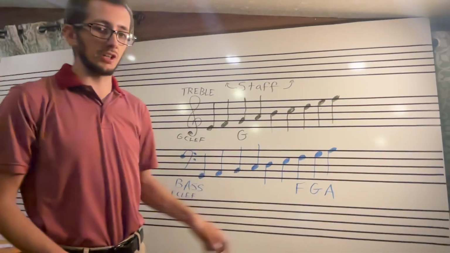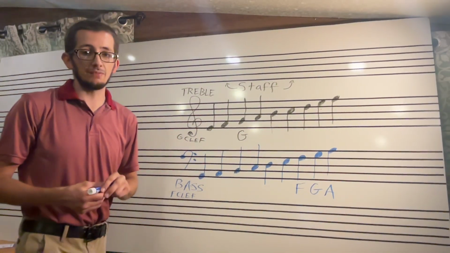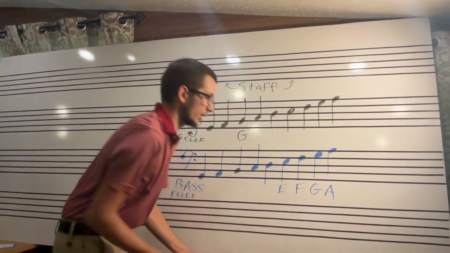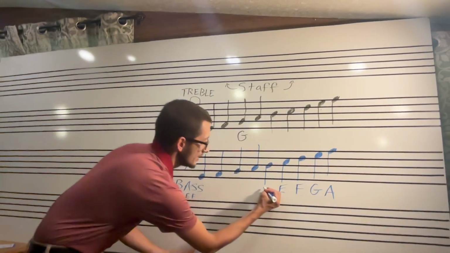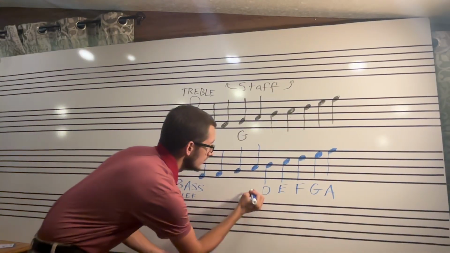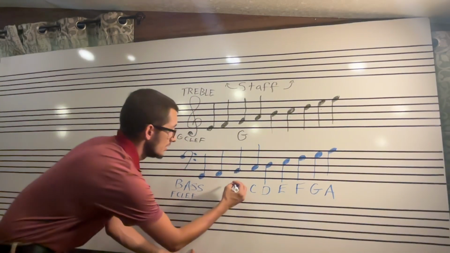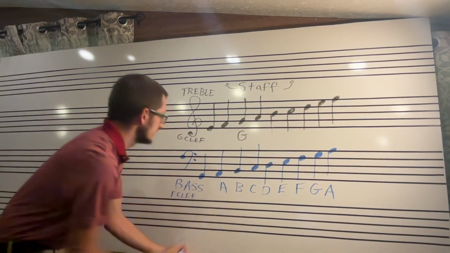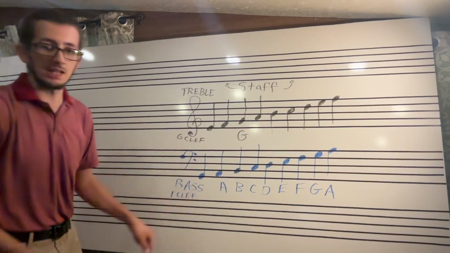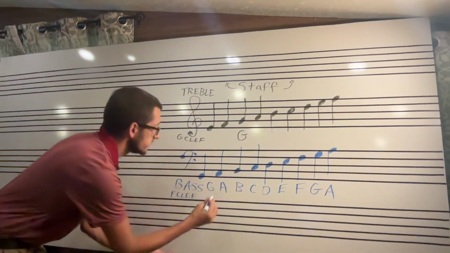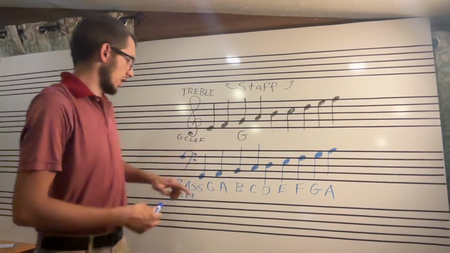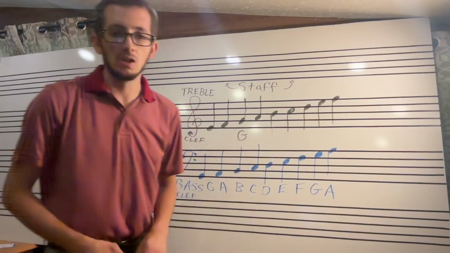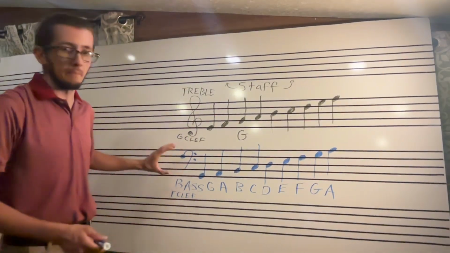Now if we go backwards in our alphabet, A, B, C, D, E, F, G, what comes before F? That is E. What comes before E? That is D. And then this note would be a C, this note would be a B, and then this note would be an A. And then this note right here is a G. So we got G, A, B, C, D, E, F, G, and A. Those are the pitches on the bass clef.